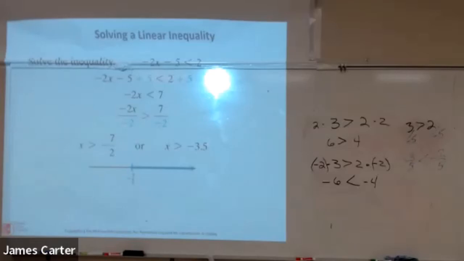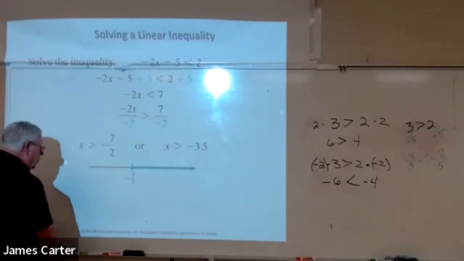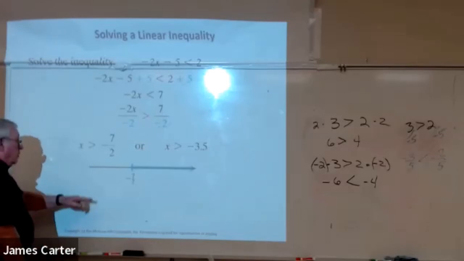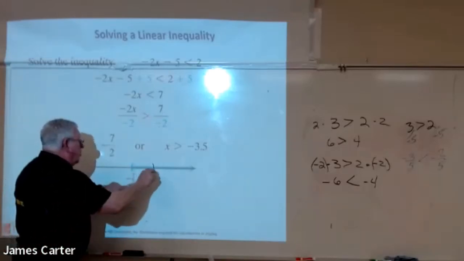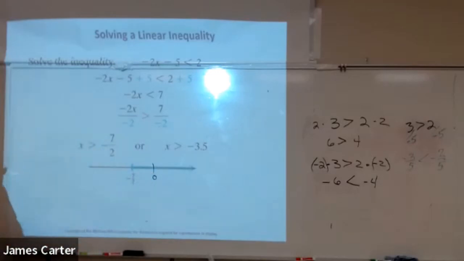So there's my graph. What's wrong with this graph according to the standards of Mr. Carter? I have not labeled where 0 is. Where is 0? Well, this is -3.5, so 0 is somewhere over here. Okay. Is that precise measurement? No. It's a sketch. Okay. And then there's the set notation. And if you look at this, parentheses, -7/2 to infinity and beyond.